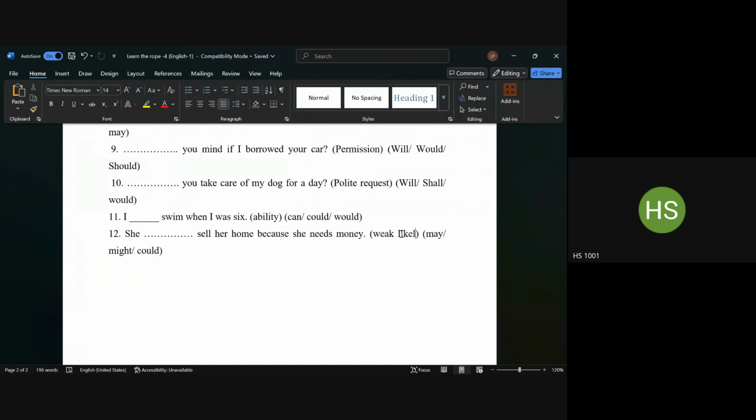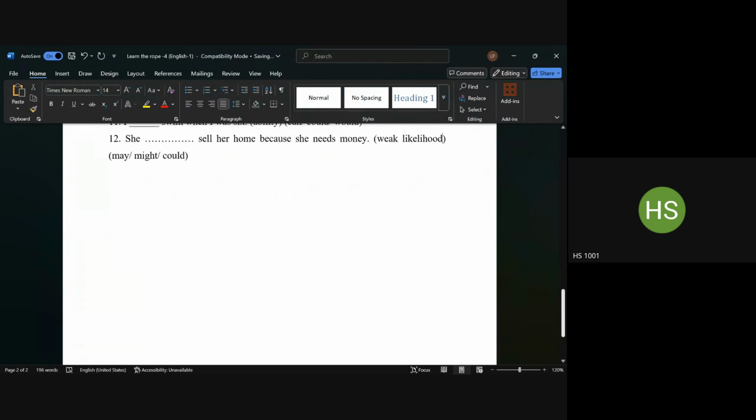So what is this? Might. If it was higher, then what would you write? May. So if it's weak likelihood, then "might." She might sell her home because she needs money. If it is a stronger likelihood, then "may." She may sell her home because she needs money. Okay, all right. Fine. So that's all.